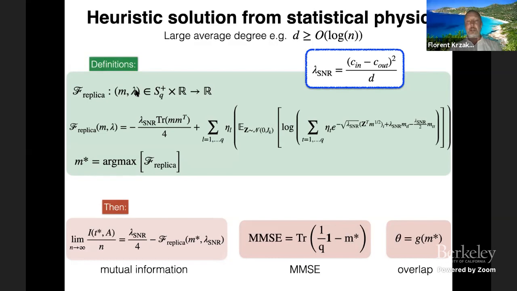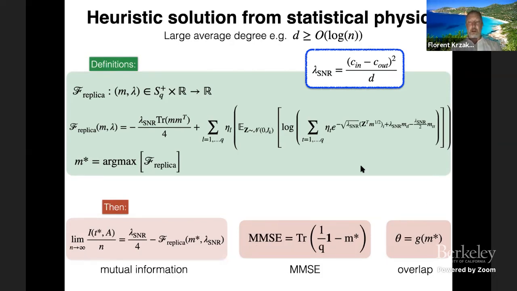And lambda is actually the signal to noise ratio. It's given by this formula that you see here. And it seems that everything depends only on c_in minus c_out squared divided by d, the average degree. All right, so here it is. Once we solve this maximization problem, then the replica method, which is a heuristic method, you saw yesterday how it works, tells you that the mutual information between the graph and the hidden assignment is given by this formula, lambda over 4 minus, well, the value of this function evaluated at its max.